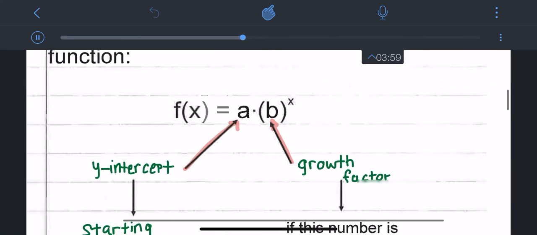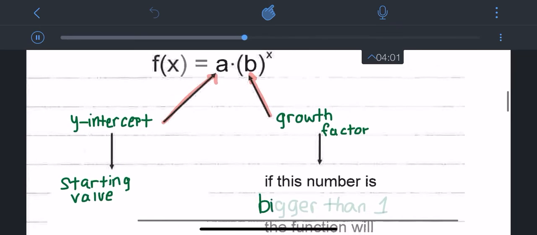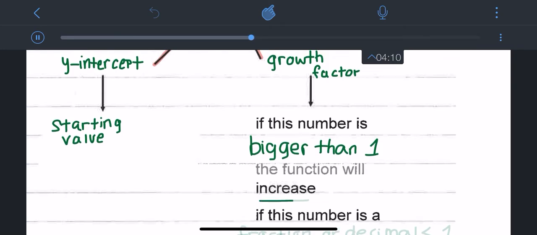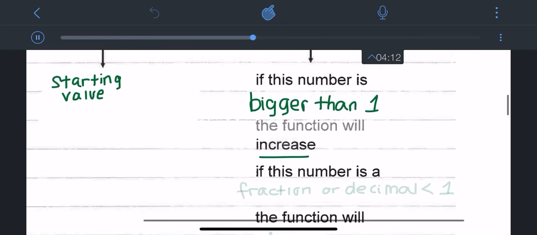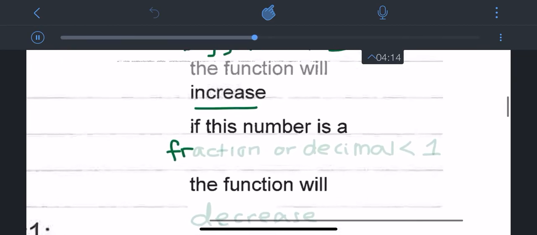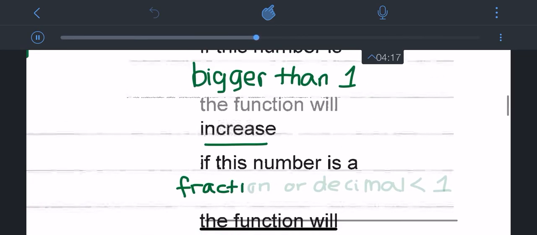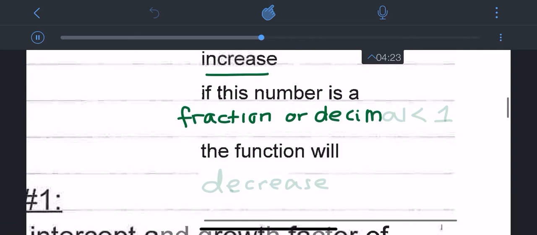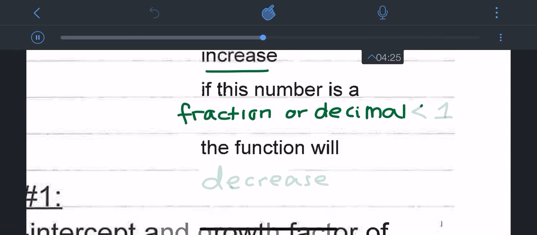Okay, the growth factor. And that means how it's growing, like how quickly it's growing or how quickly it's decreasing. Okay, so if this number is bigger than 1, then the function will increase. If this number is a fraction or decimal, less than 1, then the function will decrease.